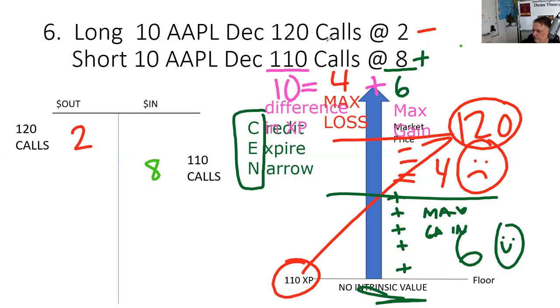So we've identified it as a spread. We said it's a credit spread. Therefore, we want contracts to expire, and we want the difference in the premiums to narrow. We've determined our gain or loss. We've got to do our break even. Our break even is either going to use CAL or PUSH.